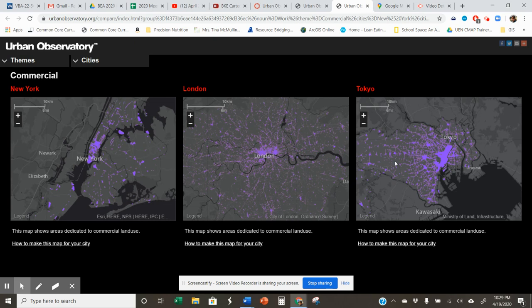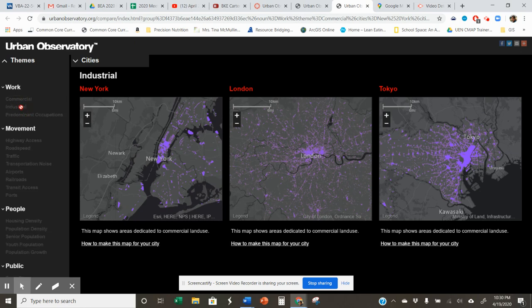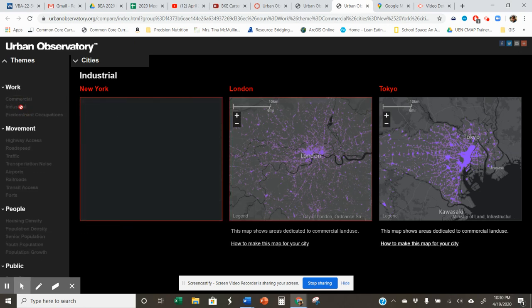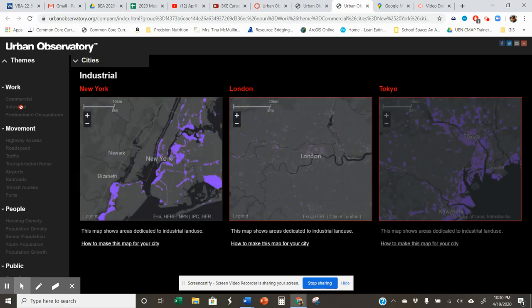Also, it asks you to look for patterns. That's what geographers do. They're looking for patterns and how things are spatially organized. So this is my commerce in London and Tokyo and New York. This is where my sales happen. But the next question asks you to look at industry. Industry is manufacturing. Where are these things made?